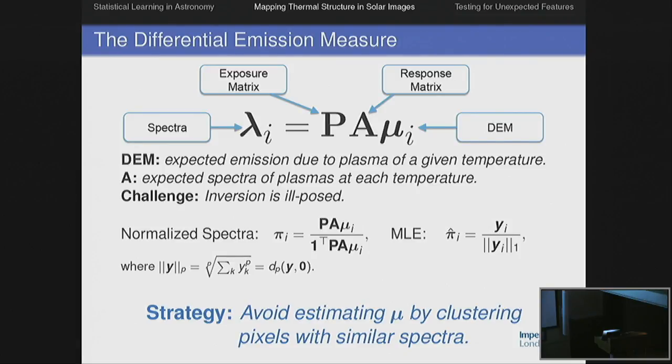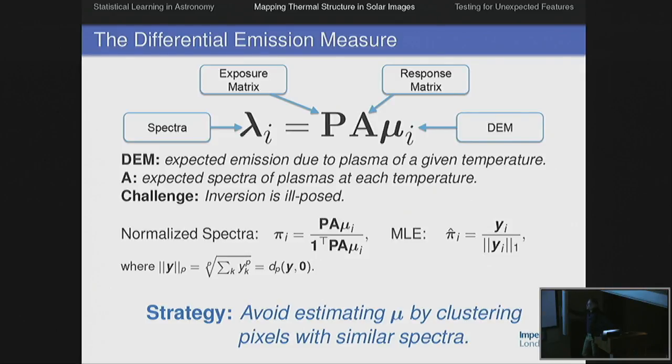Now, that's fine, except neither of those things are very easy to do. In particular, it's very hard to estimate mu from lambda. Even if you had a complete spectrum, that would be a difficult thing to do. But our spectrum is very low resolution, right? We only have these seven bands. And the A matrix is not an invertible matrix. Even if lambda were much bigger, it wouldn't be invertible, because it's some 7 by the length of the DEM, which is hopefully more than 7. So we can't really do that first step.